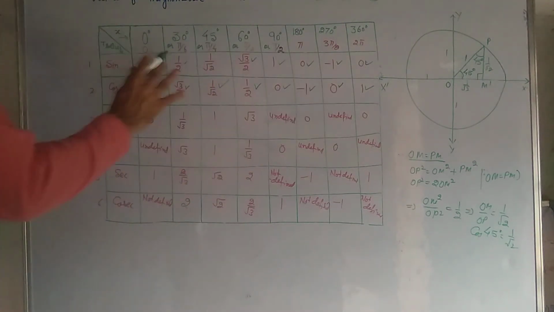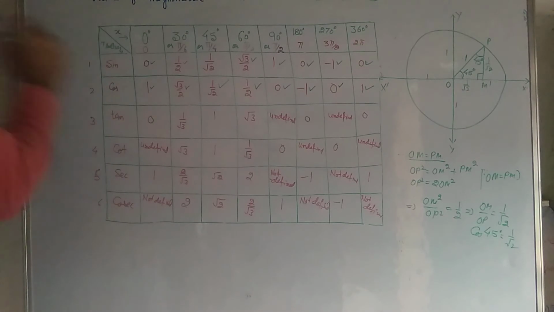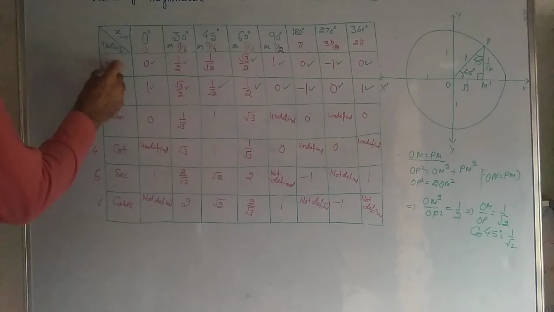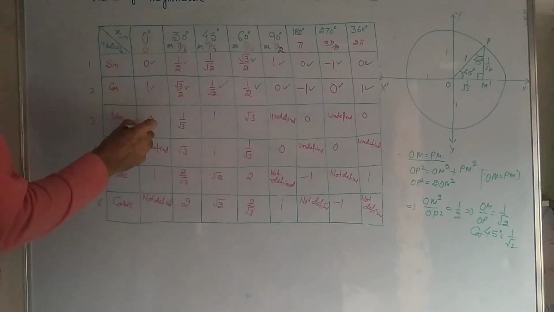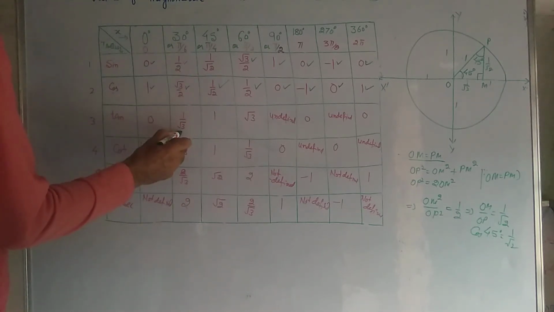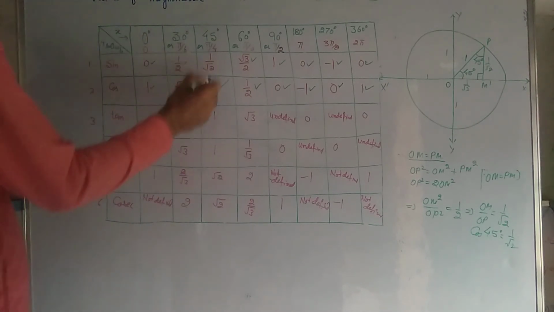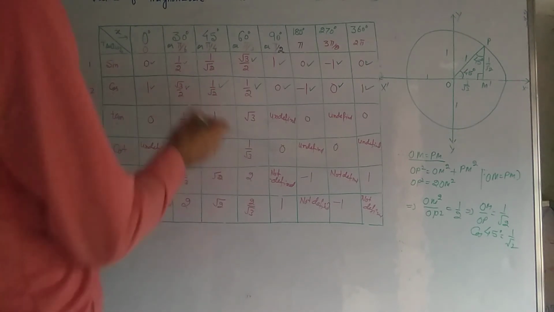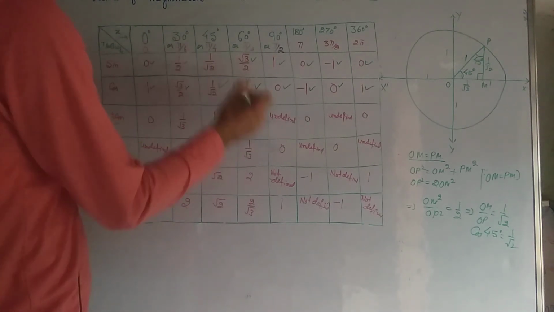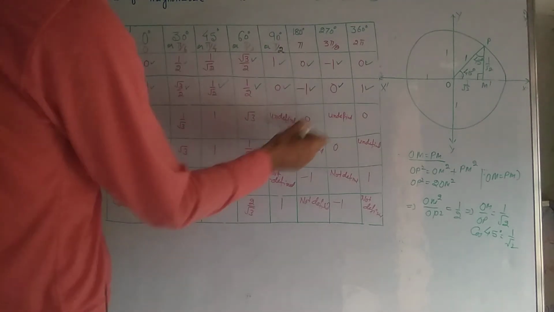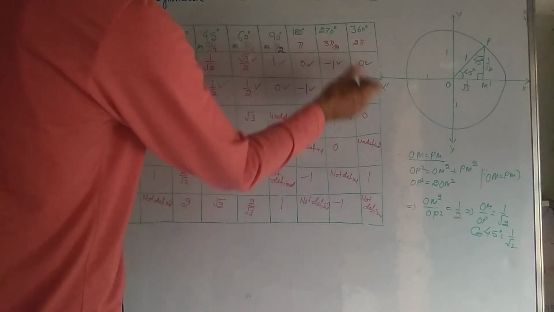And now we have calculated the values of sine and cos. Now see, tan angle is sine upon cos. So 0 upon 1 is 0. 1 upon 2 upon root 3 by 2 is 1 upon root 3, means tan 30 degrees is 1 upon root 3. Tan 45 degrees, sine upon cos, so 1 upon root 2 upon 1 upon root 2 is 1. Tan 60 degrees will be root 3. 1 upon 0 is undefined. 0 upon minus 1 is 0. Minus 1 upon 0 is not defined. 0 upon 1 is again 0.